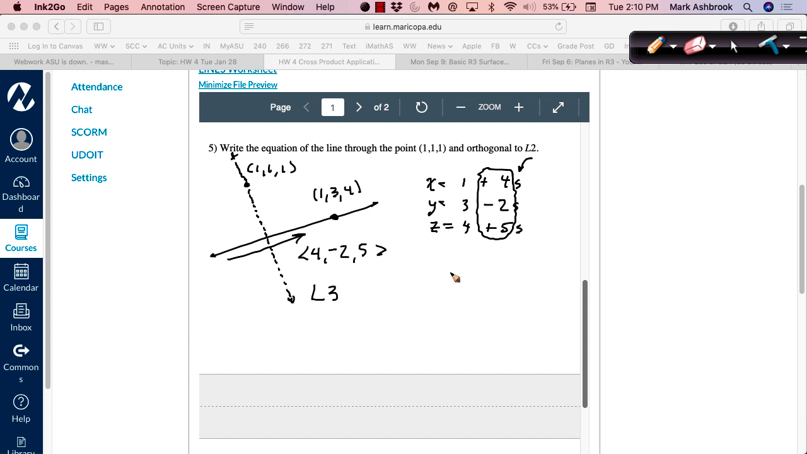So how are we going to do this? Look, I've got this point up here. I've got this vector 4, negative 2, 5. I've got this point 1, 3, 4. And what am I trying to do? All I need to write the equation of L3 is what? What's the thing I need to do? Direction vector, right? I need a vector perpendicular, or parallel to our line, right? So in the direction of our line.